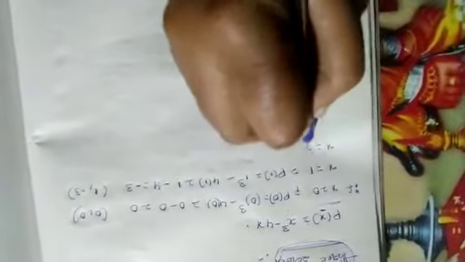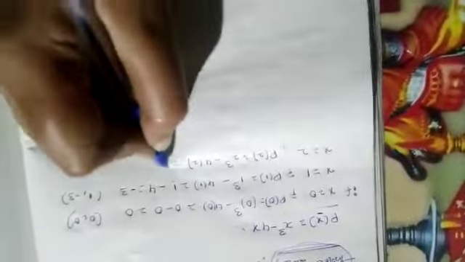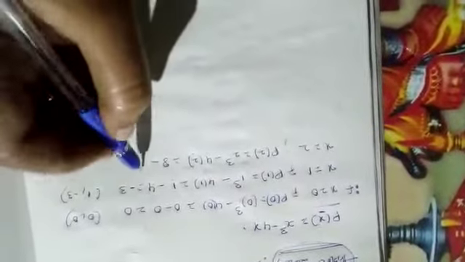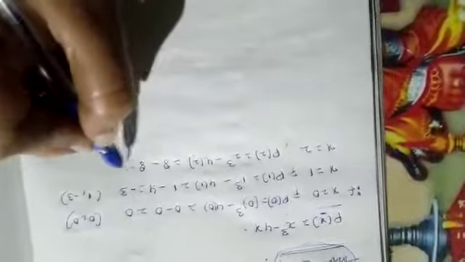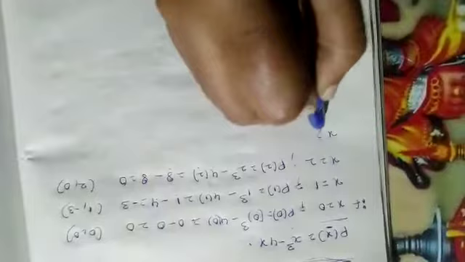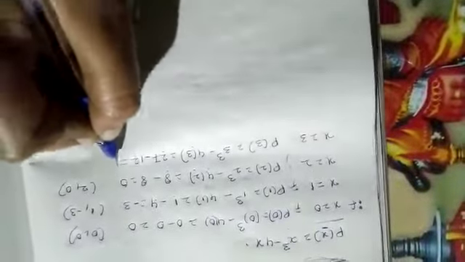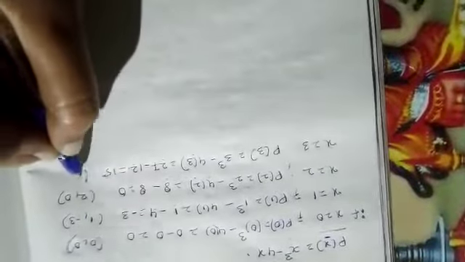Next, if x equals 2, p of 2 equals 2 cube minus 4 into 2. 2 cube is 8, minus 4 into 2 is 8. 8 minus 8 is 0. So point is 2 comma 0. If x equals 3, p of 3 equals 3 cube minus 4 into 3. 3 cube is 27 minus 4 into 3 is 12. So 27 minus 12 is equal to 15. Point is 3 comma 15.